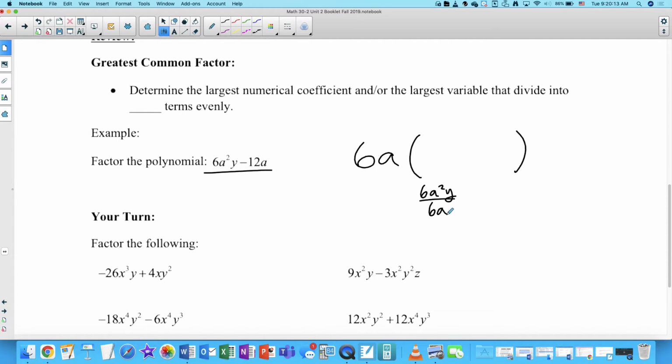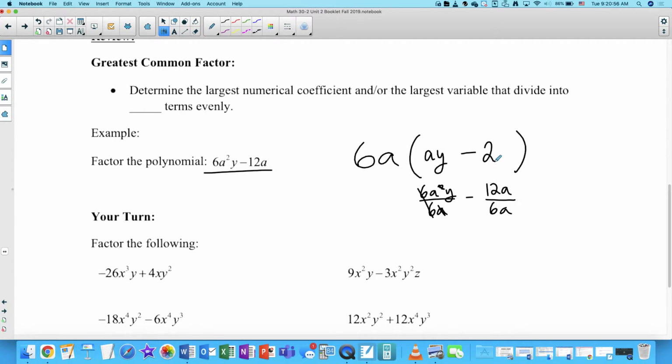It's ay. Yeah. The 6's cancel, right? A squared over a is just a. One factor of a cancels, so like the squared goes away. And then you're left with ay. And then minus the second term. 12a divided by the GCF. So 12a divided by 6a is what? What's 12 divided by 6? 2. And a divided by a? A divided by a is 1. Yeah, so that's it. This is factored.